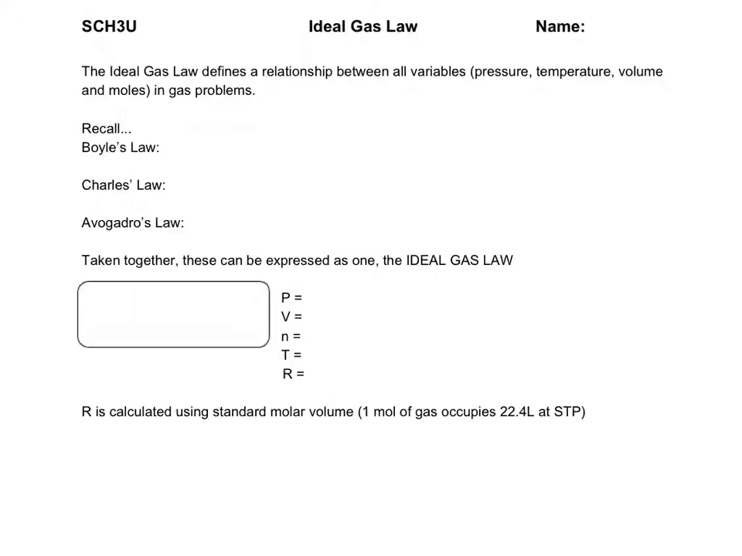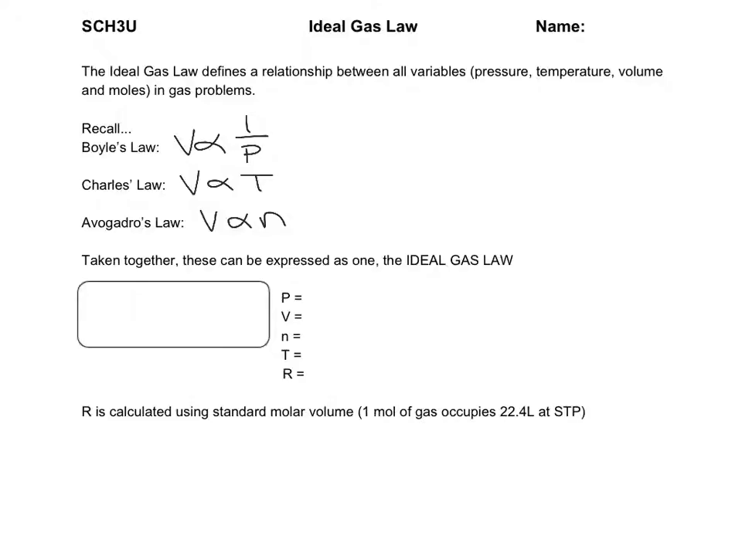So before we actually get into the ideal gas law, I want to go through the three individual laws that we've looked at here and look at how they can play together and how they are rearranged to figure out this ideal gas law. If we look at Boyle's law, remember Boyle's law states that volume is inversely proportional to pressure. Charles' law, we said volume is proportional to temperature, and Avogadro's law looks at how volume is proportional to the number of moles.